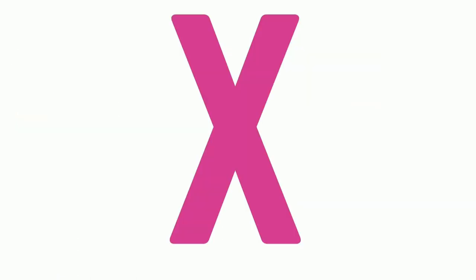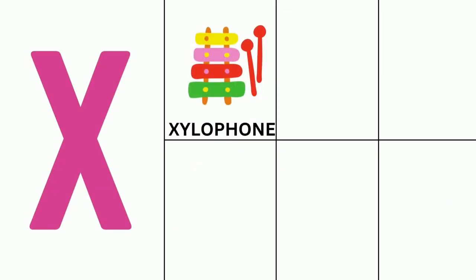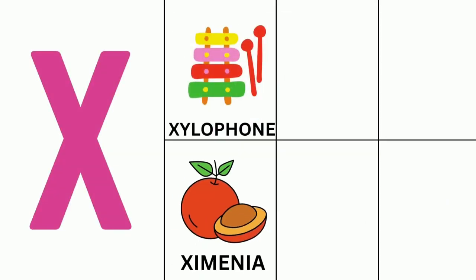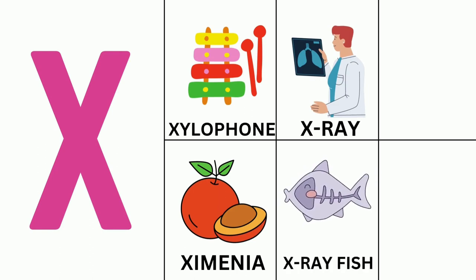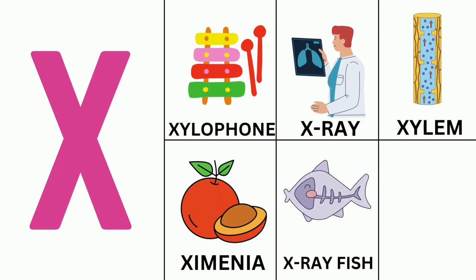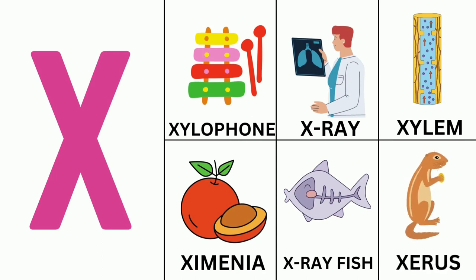X. Let's learn the word starts with X. X for xylophone, X for xymania, X for x-ray, X for x-ray fish, X for xylem, X for xerus.